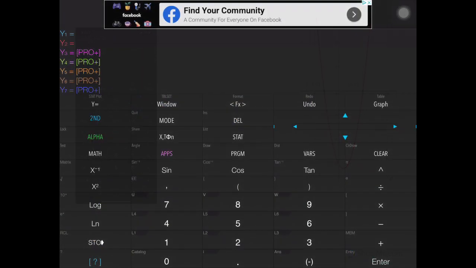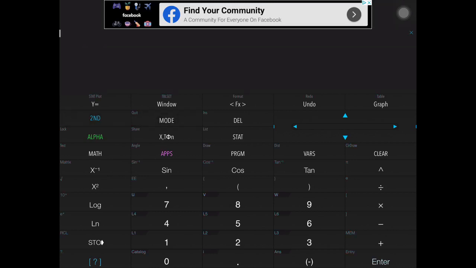So on your calculator, here's how you put what you wrote on your paper into your calculator. First, you want to get out of y equals if you're in y equals, so second quit, or just close and reopen your app.